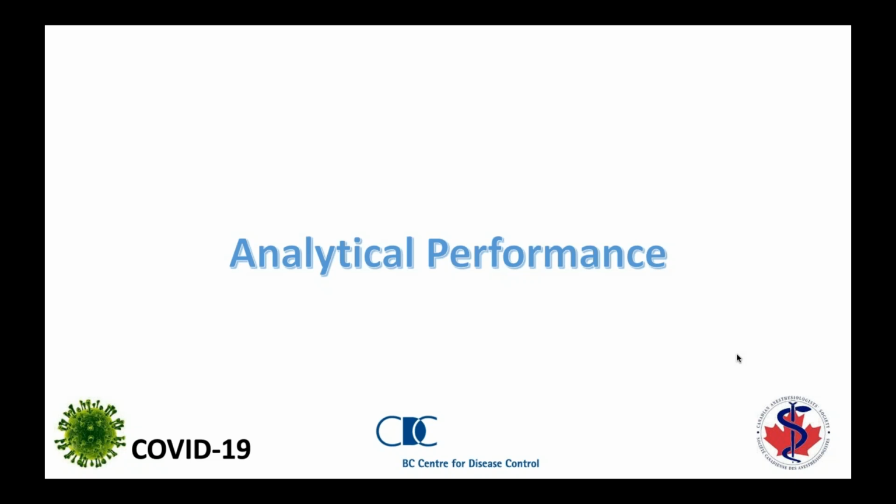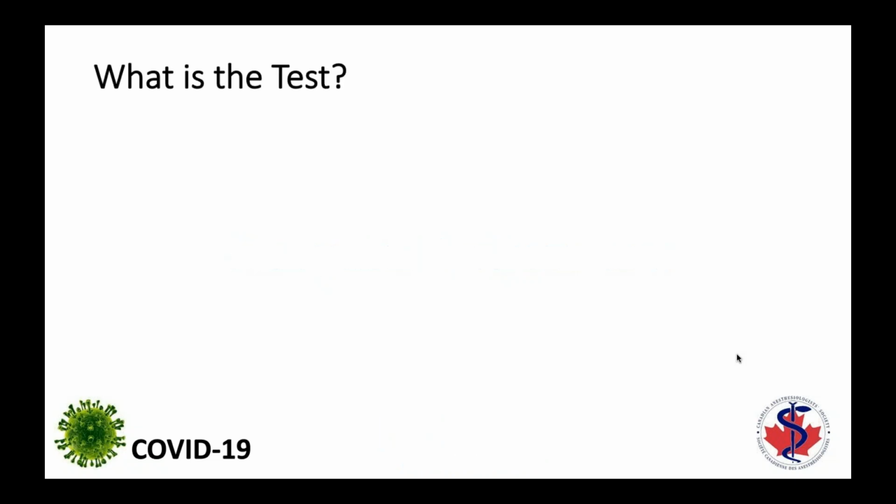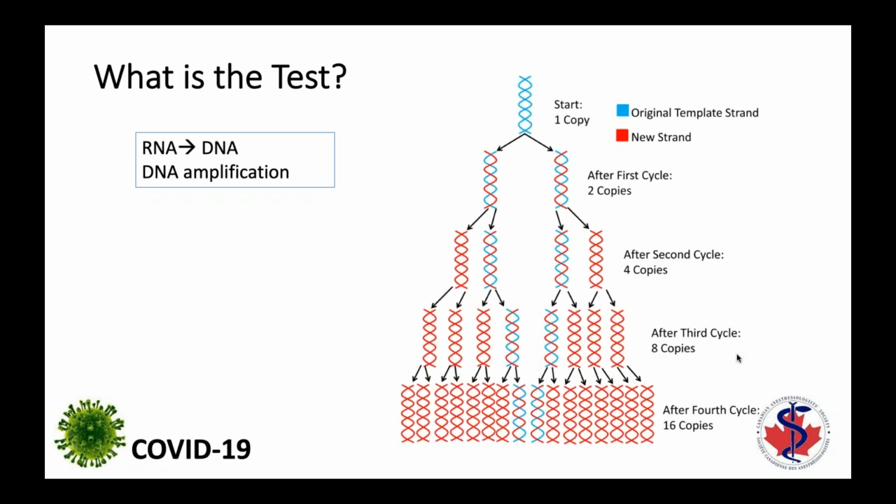So the next couple of things I want to talk about are the analytical performance and clinical performance of assays. And this is something that's really key in order to interpret and understand the results of assays. When we talk about the analytical performance, it's how the assay performs within the laboratory when we're evaluating it. So what is the test that we're talking about? This is an RNA virus. We need to translate it to DNA and then amplify the DNA.